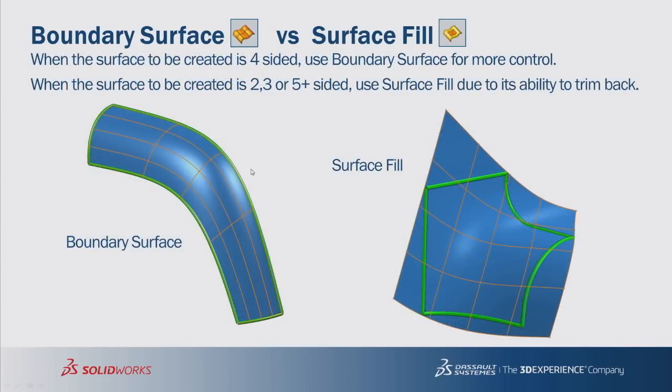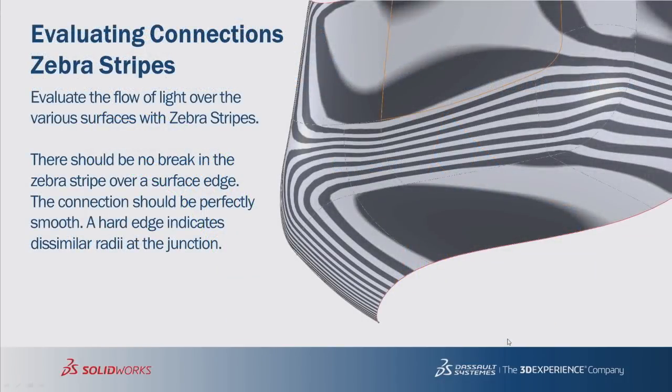So when do we want to use the boundary surface? We want to use the boundary surface when we have a nice 4-sided or 2-sided patch. Really, we want to generate 4-sided geometry ultimately with the boundary surface. Surface fill, we want to use it to get ourselves out of tricky situations when we have 2, 3, 5-sided surfaces.